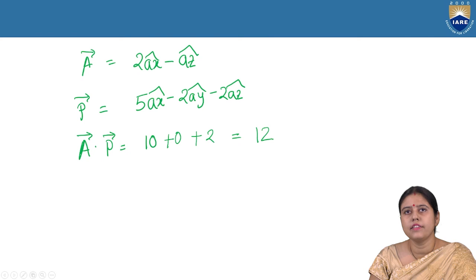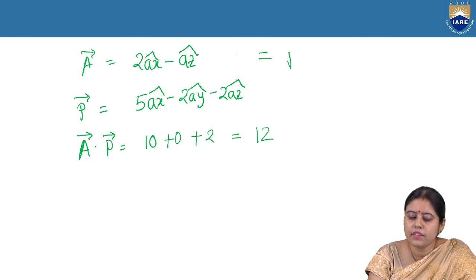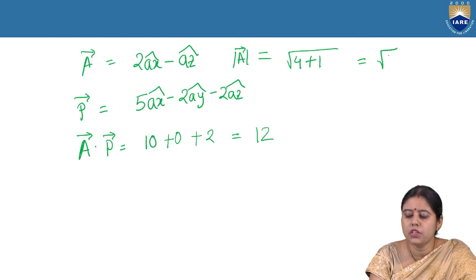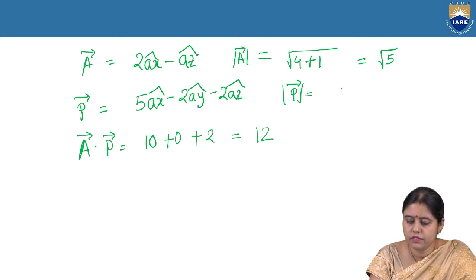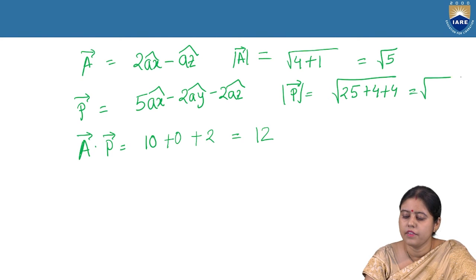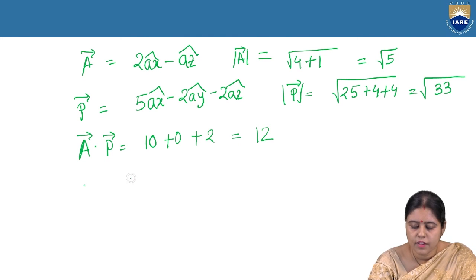Next we have to calculate the angle. Final angle we have to calculate. What is the mod of A? Mod of A is nothing but 4 plus 1, root 5. What is mod of P? Mod of P is 25 plus 4 plus 4, 33. So what is the value of cos theta? What is the dot product?